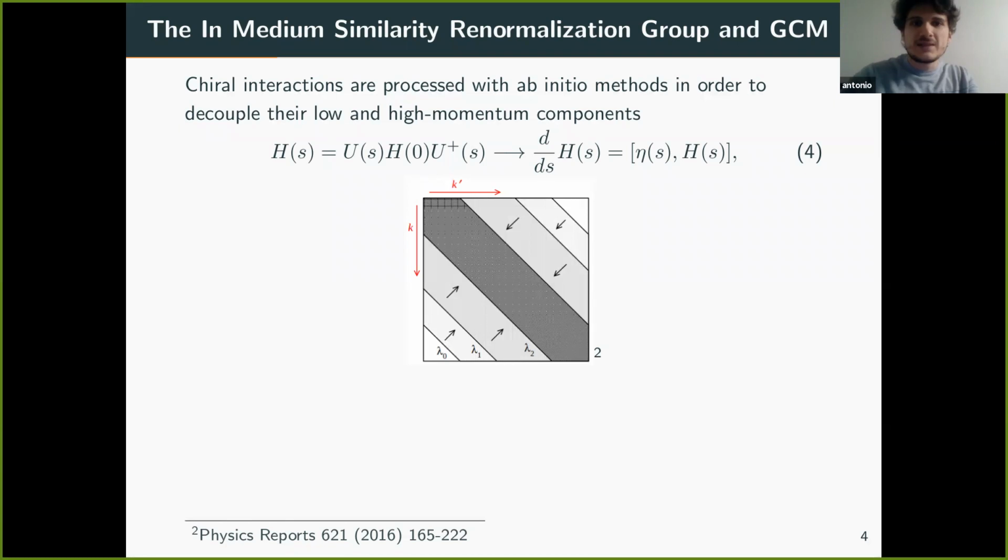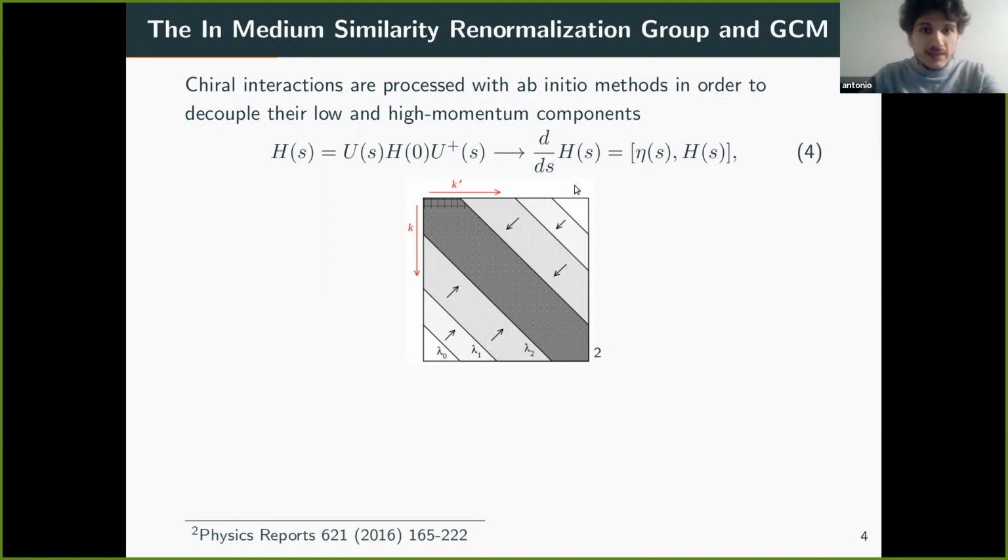So the concept behind this method is very simple. By means of a unitary transformation U, which depends on just a single parameter s called the flow, we are going to decouple the low and high energy momentum of the interaction, making the Hamiltonian diagonal or block diagonal, effectively diagonal.